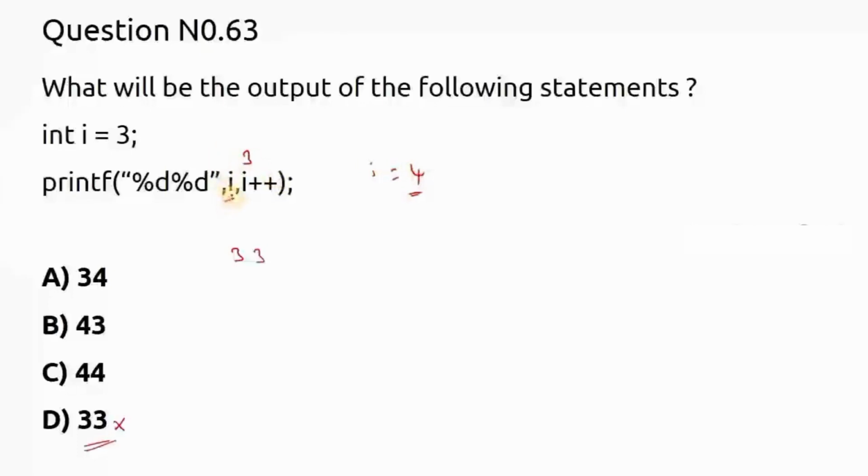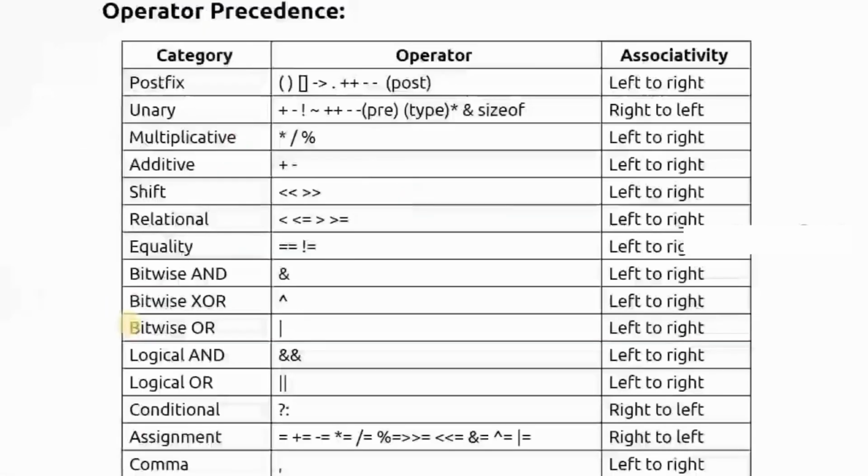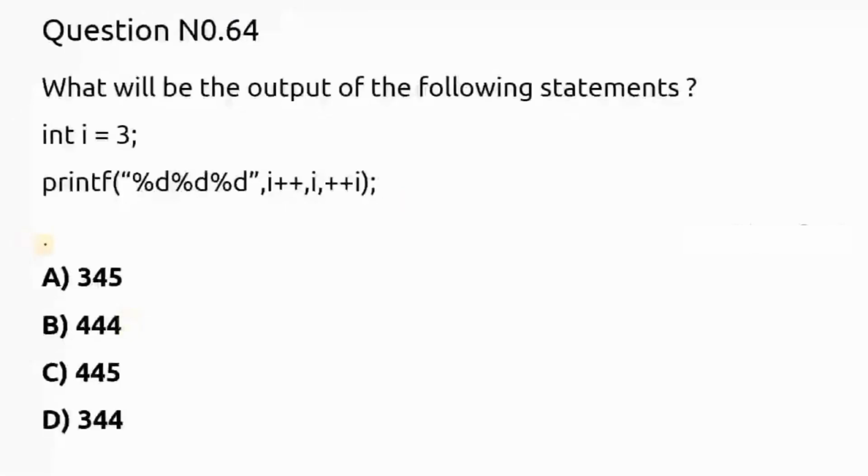Now coming to the next one, what is that? I. So what is I value? 4. So like this it will consider, that is about right to left associativity. Now what is it printing? 4, 3. The answer is B. So B is the correct answer. Now we'll see some more examples, some more questions with respect to this sort of operations. So going with this, I equals 3, printf percentage d, percentage d, percentage d. I have given here I plus plus, then I, then plus plus I.